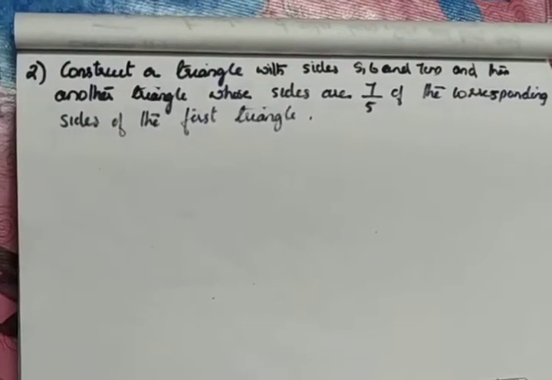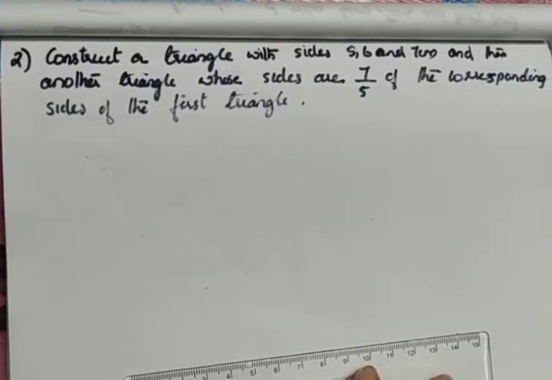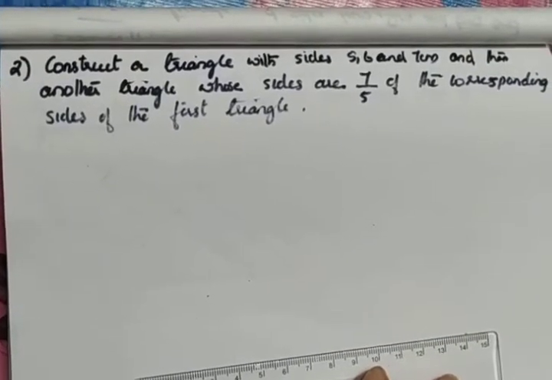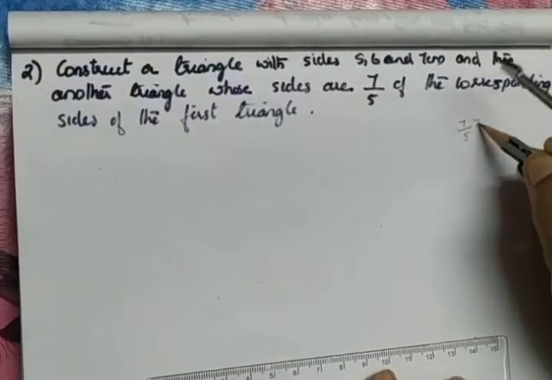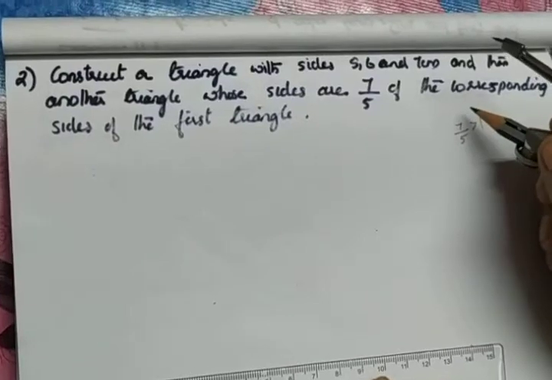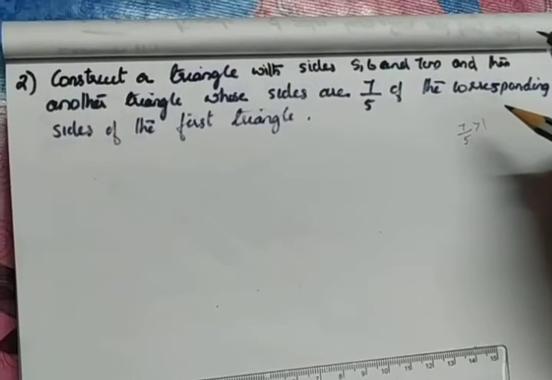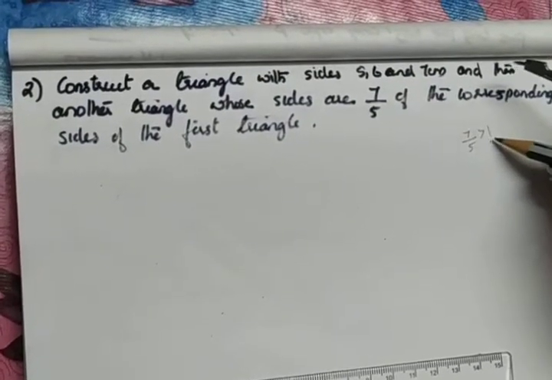Construct a triangle with sides 5 cm, 6 cm and 7 cm and then another triangle whose sides are 7 by 5 of the corresponding sides of the first triangle. 7 by 5 is a number greater than 1, isn't it? For the previous question, the scale factor was a number less than 1 and we got a smaller triangle from the given triangle. Here the scale factor 7 by 5 is a number greater than 1.